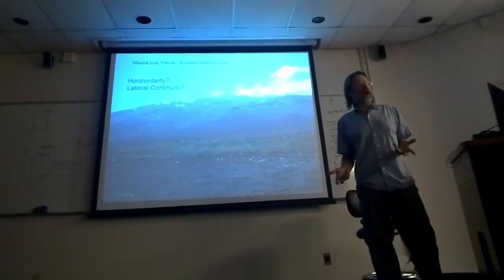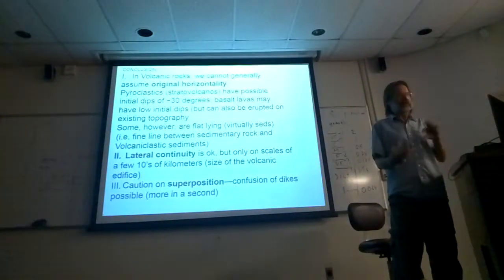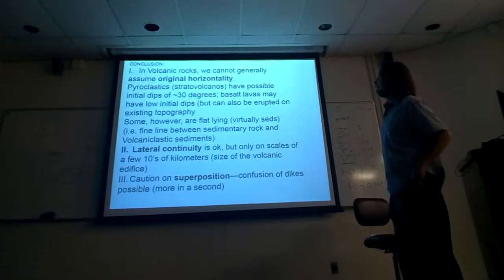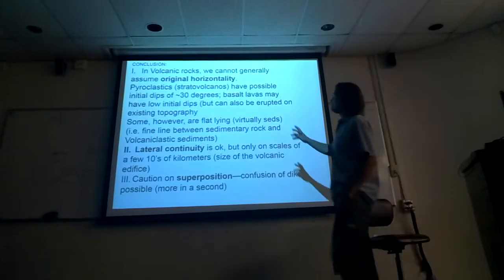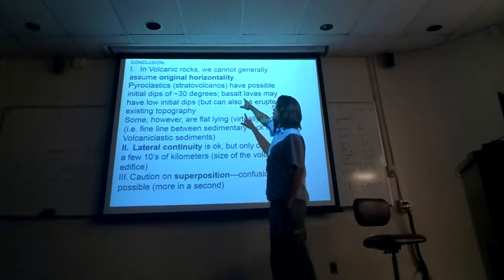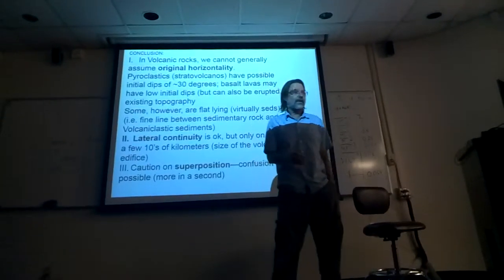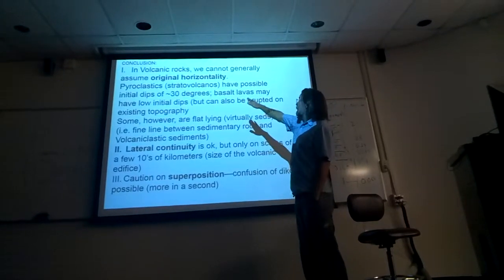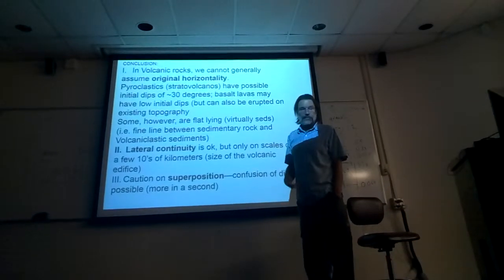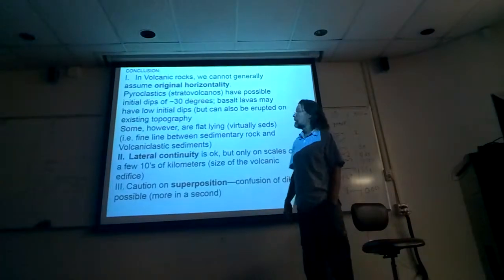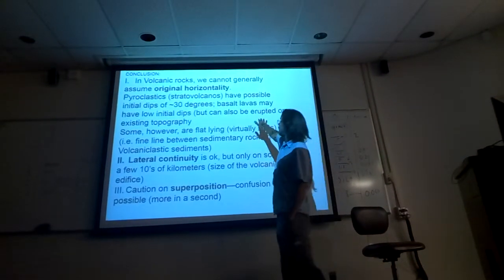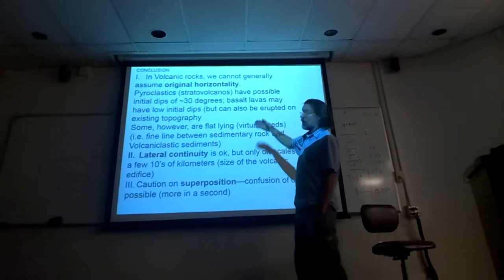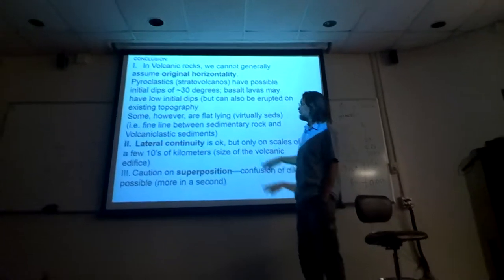So you got to think about that. If you're working those kinds of rocks, you got to remember to think about those scale concepts of how you think about the rock bodies, how they started out, how they ended up, and how continuous they are. So as a simple conclusion, in volcanic rocks, we can't generally assume original horizontality within a few tens of degrees, really. Pyroclastics that are deposited on stratovolcanoes have initial dips of as much as 30 degrees or more. They can be a little more than that, but not a lot more. Basalts might have lower initial dips, but they can also erupt into existing topography, which also does crazy things.